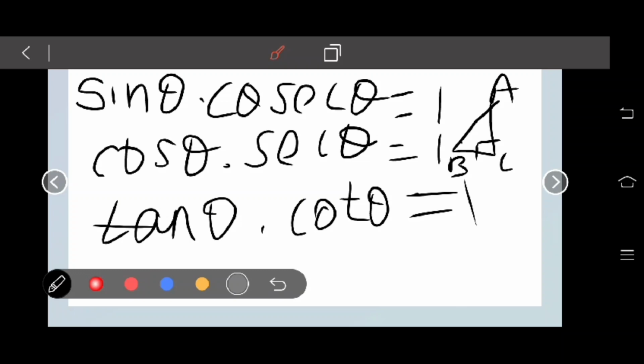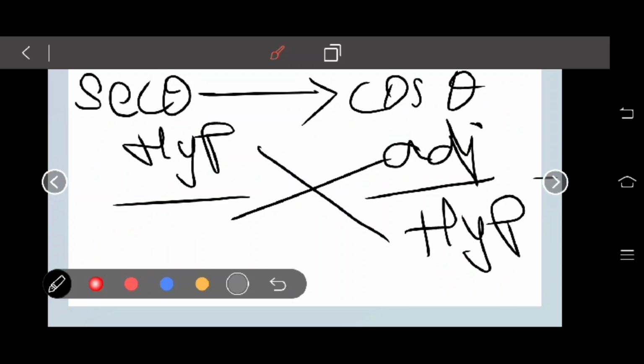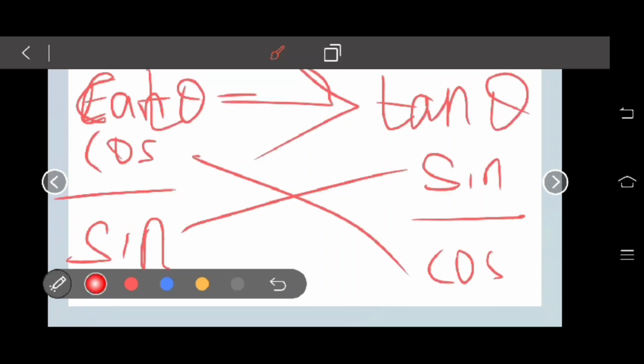Now you will learn these 3. I told you that tan you can write as sine by cos, and cot you can write as cos by sine. These are also formulas. I already told you the tan formula, opposite by adjacent, and cot is adjacent by opposite. So these two, the tan formula and cot formula, are very important.